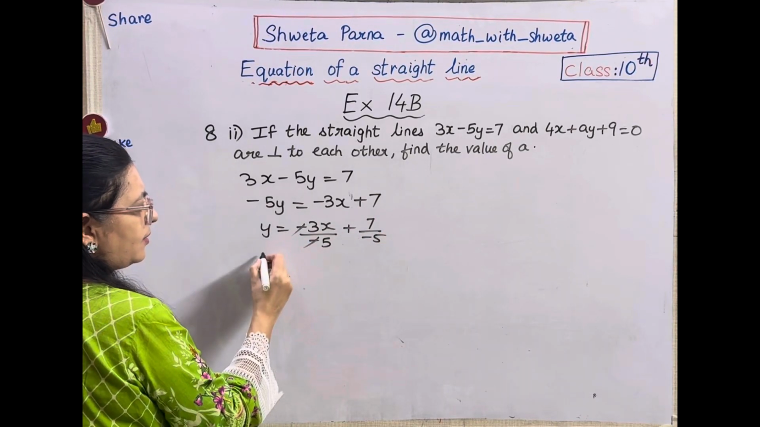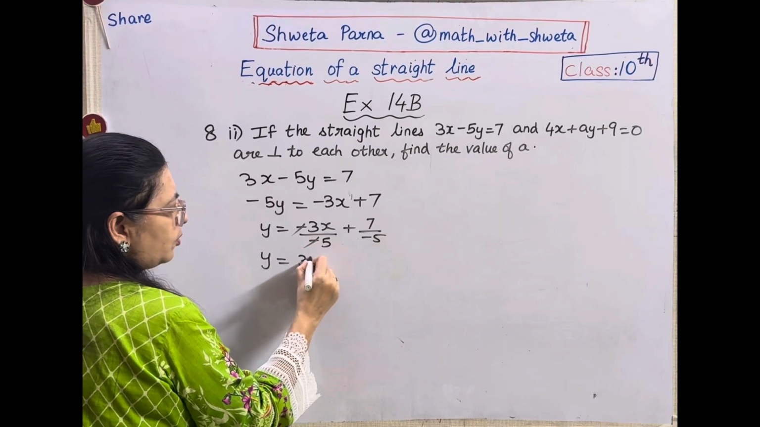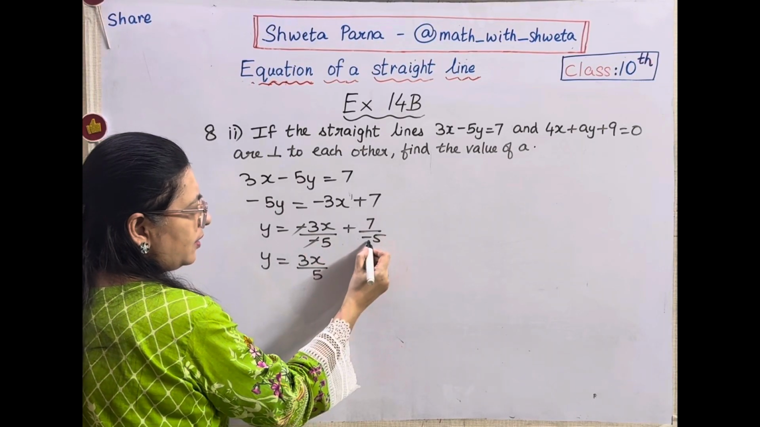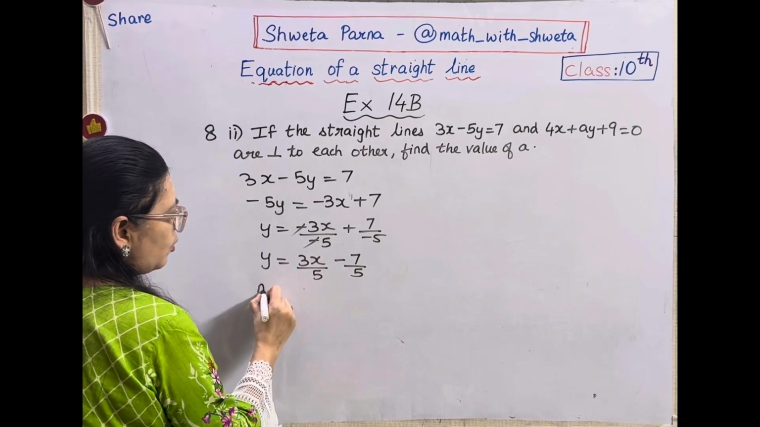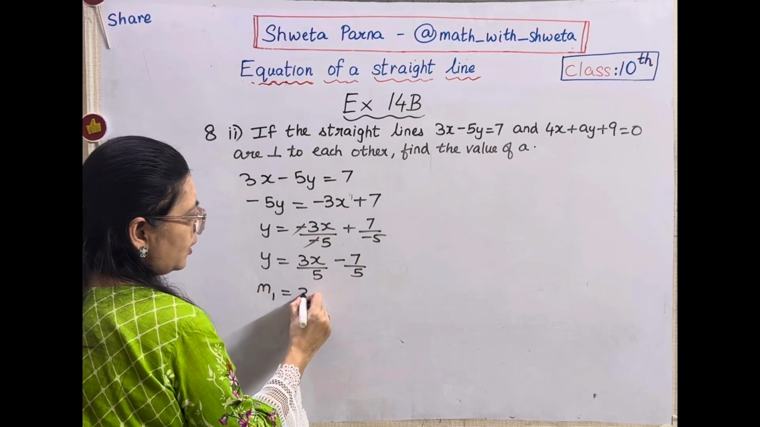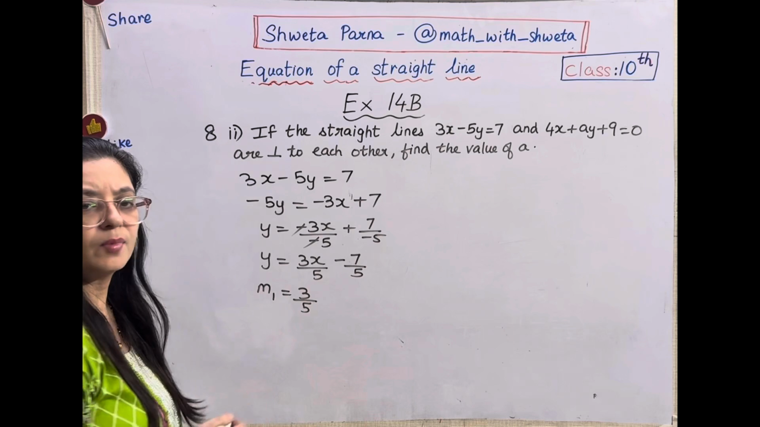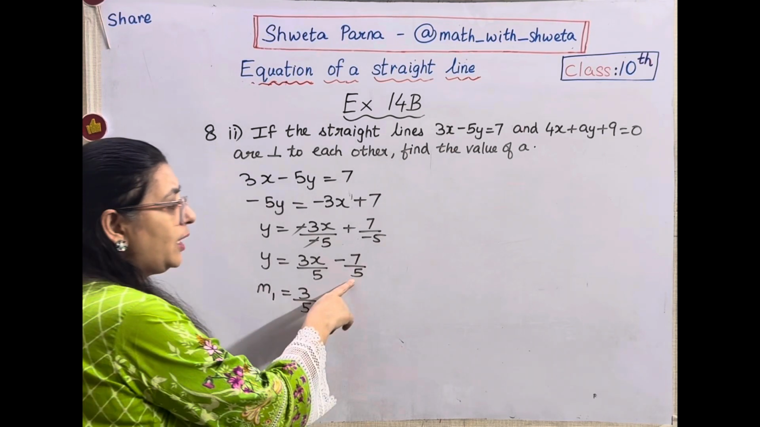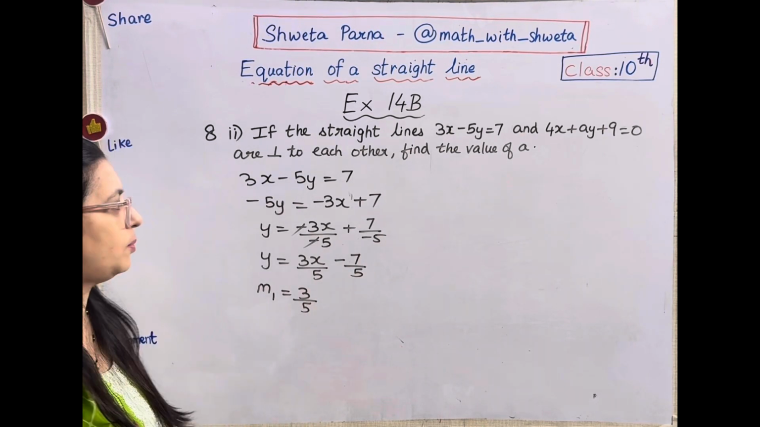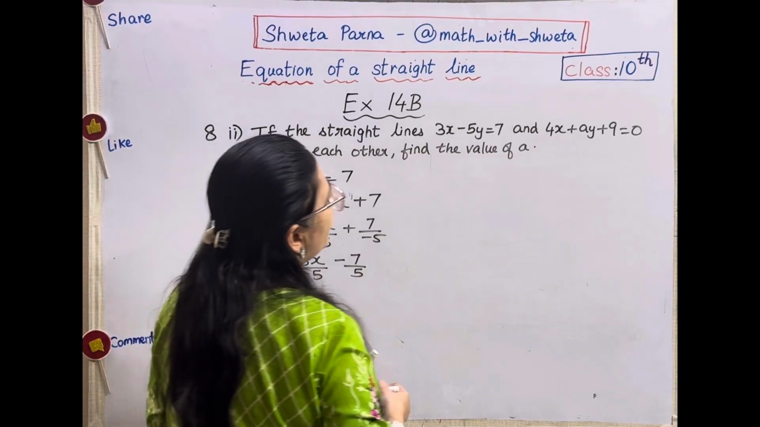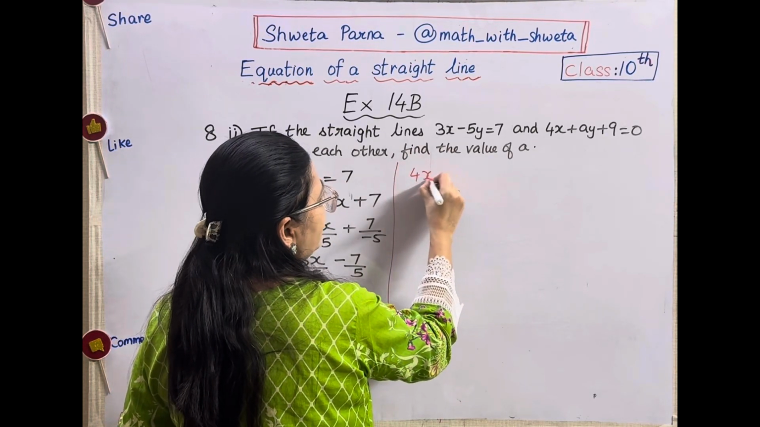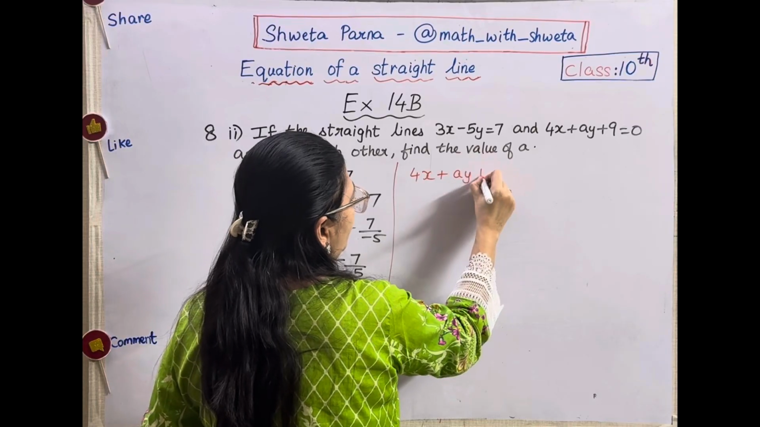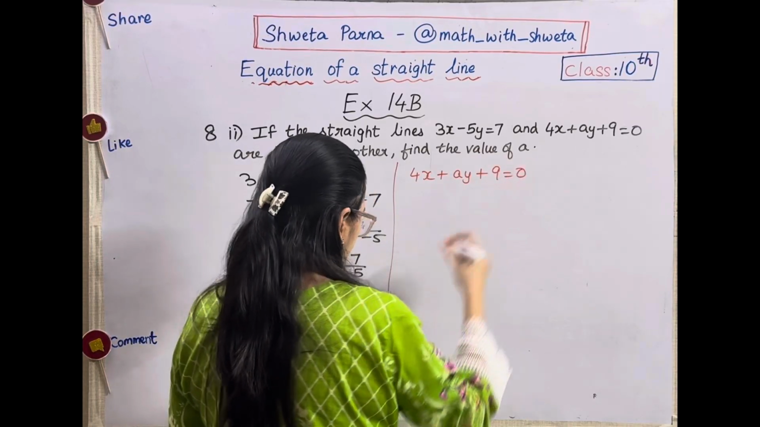Minus and minus gets cancelled. Y is equal to 3x upon 5. This minus will come up, minus 7 upon 5. So m1 over here is 3 upon 5. It is mx. We are not taking this. This becomes your y-intercept. Okay. Same way, now let's find for the next line. 4x plus ay plus 9 is equal to 0.